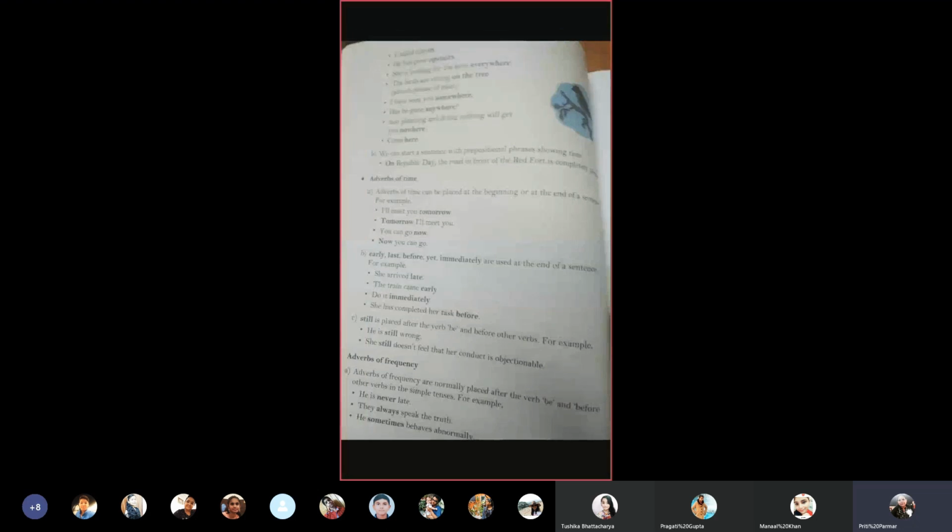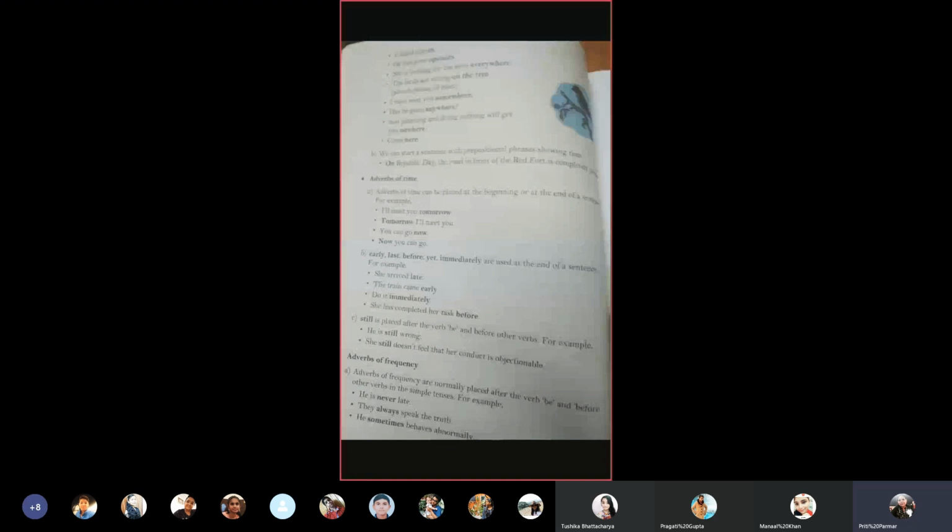Then B, early, last, before, yet, immediately are used at the end of a sentence. Please underline these words. These are the ones which are used most of the time at the end of a sentence. She arrived late. She arrived early. Like this. Okay. Next, C, still is placed after the word be and before other verbs.